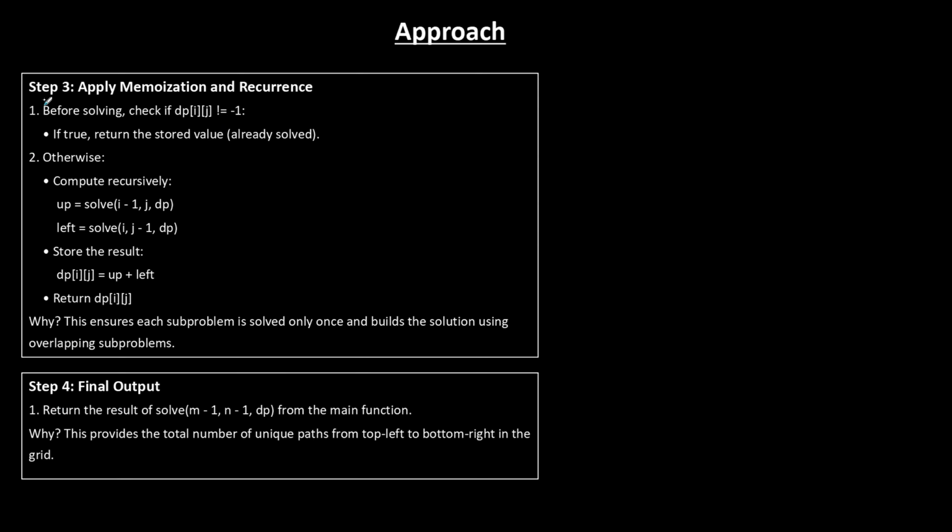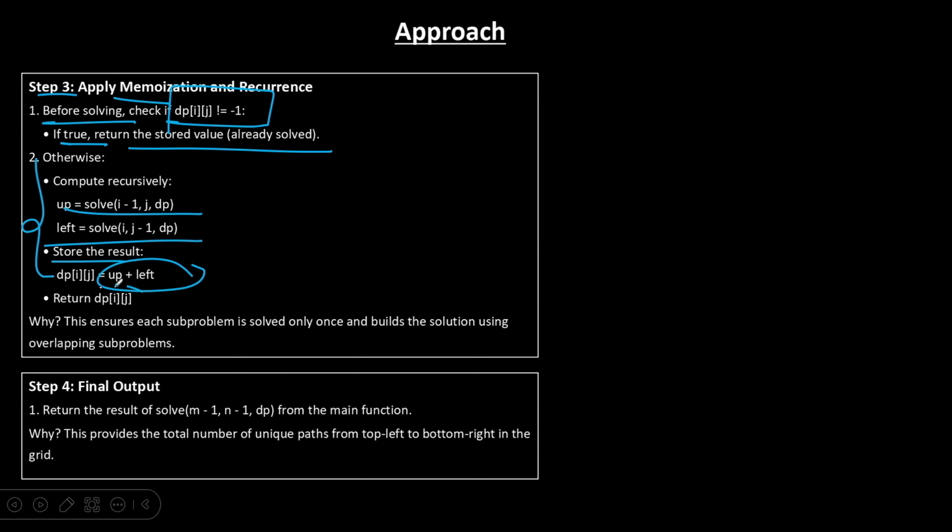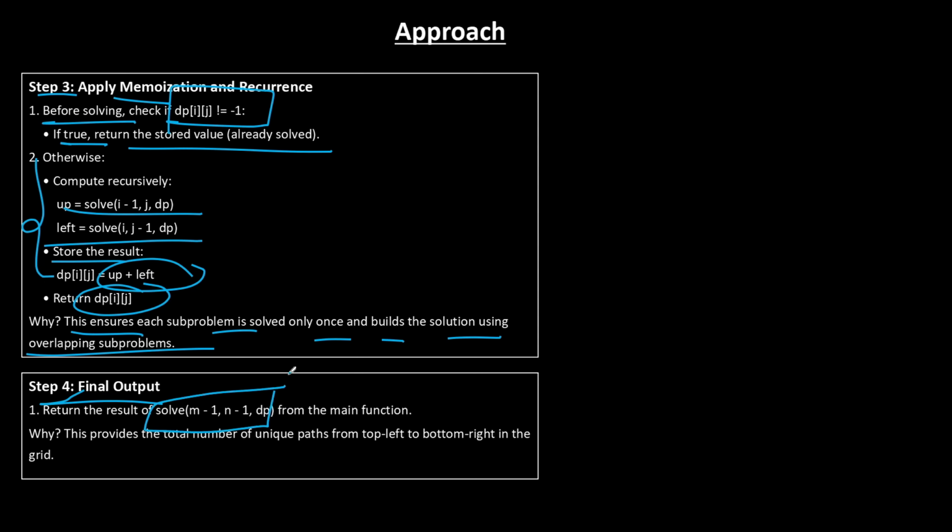Now at step 3 we do the memoization. This is the basic DP case. If true, return the stored value already. Otherwise we compute using these functions, store it in the DP, and return the DP at the end. This ensures each subproblem is solved only once, and builds the solution using the overlapping subproblems. Finally, at step 4, when the solve function is totally calculated in the base function, we will return our output.